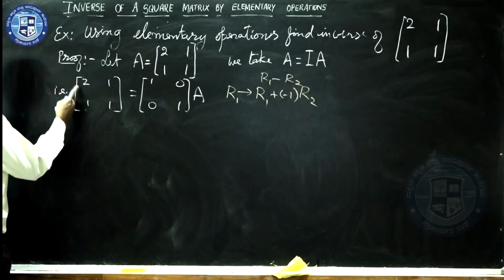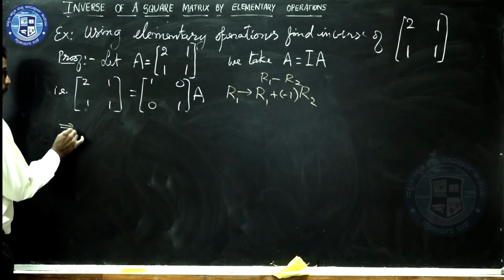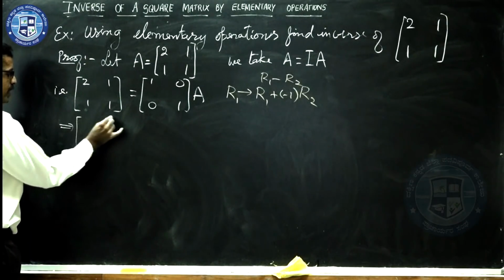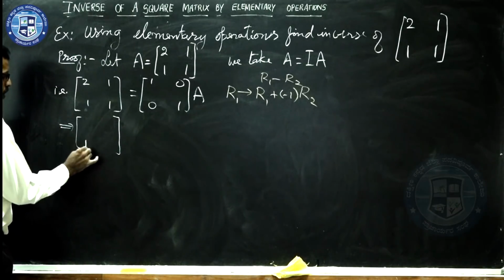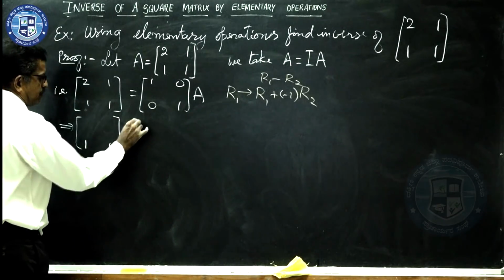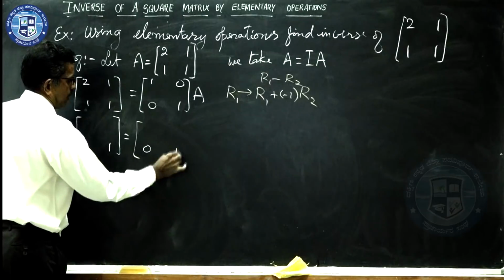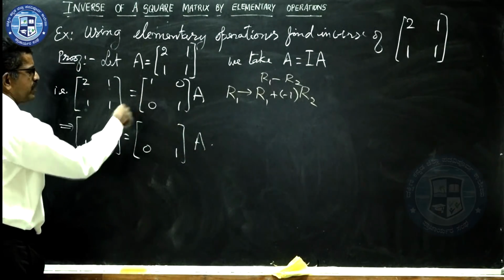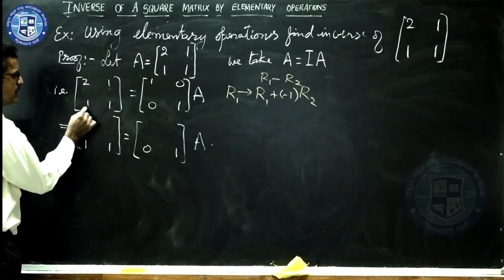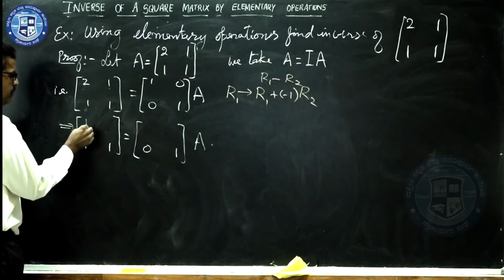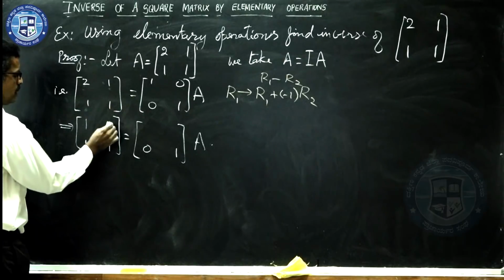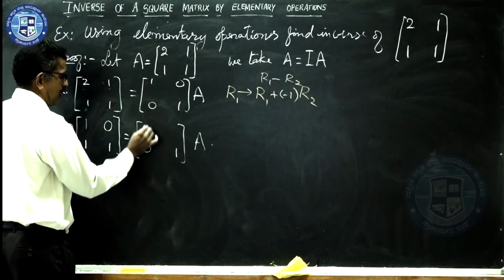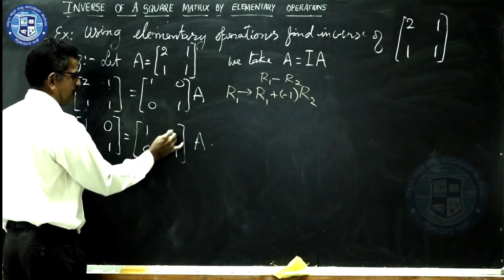What do you expect here? I am going to apply the row operation to the first row. Therefore, the first row is changed. The second row will not be changed. I will write the second row as it is, 0, 1 into A. Now, here the first row is changed. How is it changed? This minus this. What is 2 minus 1? This 1. What is 1 minus 1? It is 0. So, here what is this minus this? It is 1. What is this minus this? It is minus 1.